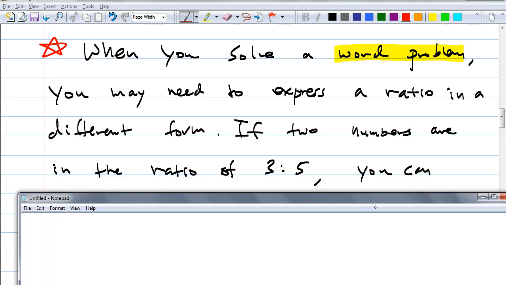When you solve a word problem, you may need to express a ratio in a different form. If two numbers are in the ratio of 3 to 5, you can, and think about how we do this. Think about this for a second. So write this down. As you write this down, think about this. This is actually the most important thing you need from today's lesson for word problems. Okay. This is a part where people mess up the most on the test too.